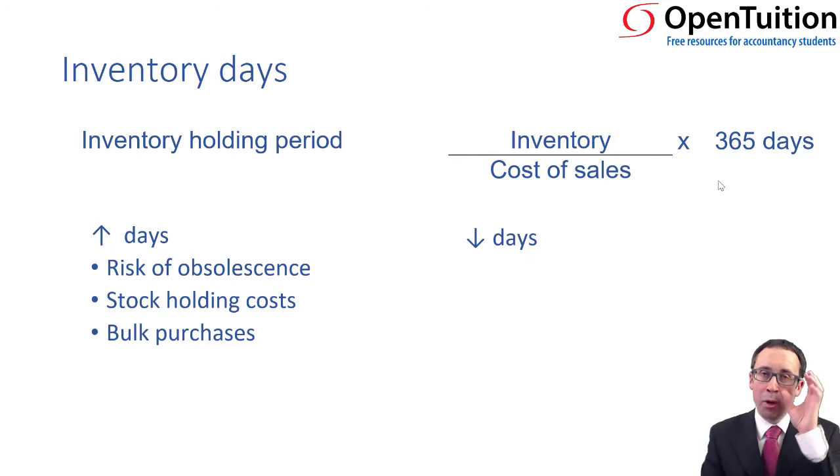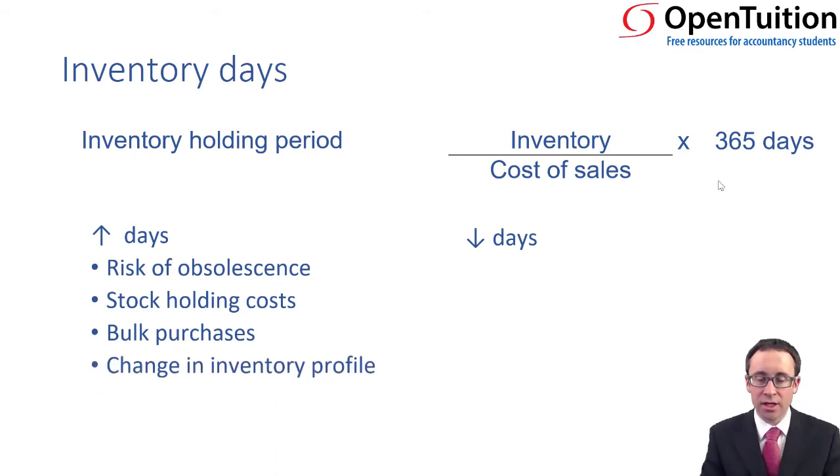It could be that you've made bulk purchases at the end of the year in order to reduce your cost, and that bumped up the inventory at the end of the year, therefore giving you higher inventory days than you would have expected. So that could just be a timing issue as opposed to a big concern. And then it could be just a change in the inventory profile.